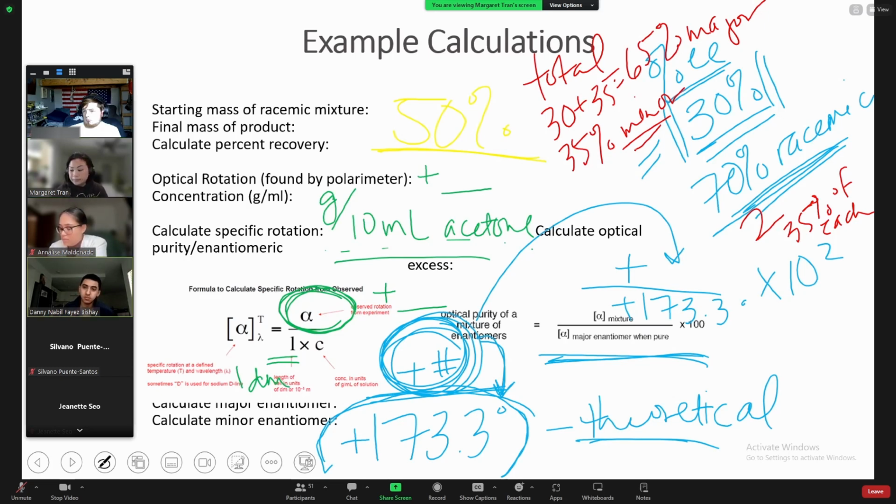Question, Professor. So the 70% was given to us, or it was just calculated? I just made it up. I just used that same example that we had in the pre-lab quiz. Oh, okay. You're welcome.